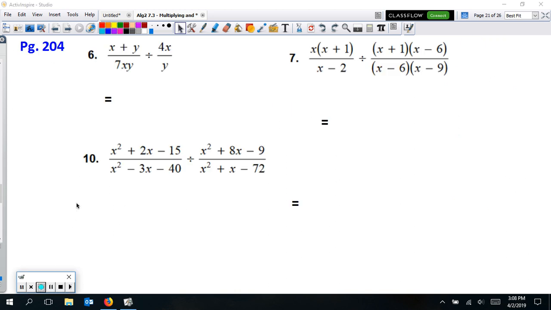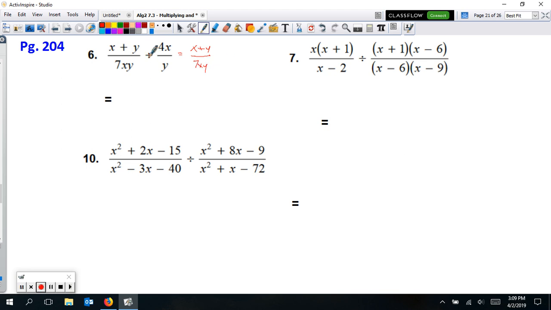Okay, so now for our last few problems here on page 204, we're going to be doing the division ones, which are 6, 7, and 10. So for 6, we're going to first just change division to multiply, and then work on multiplying. So I'll keep this first one the same. We have the 7 over 7xy.